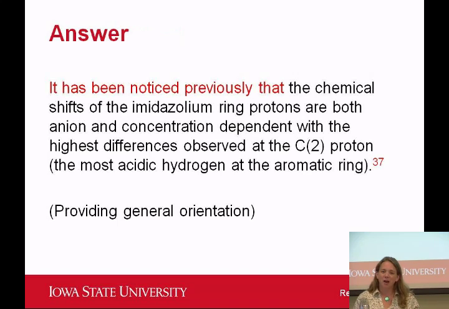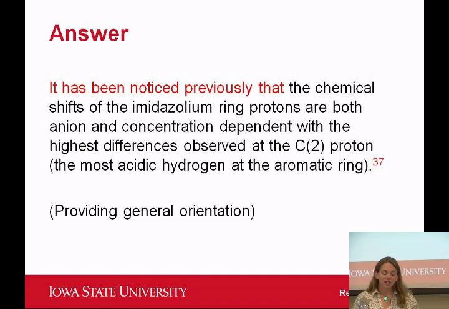And here we want to notice the very beginning where it says, it has been noticed previously. This is a reminder of what other people in other places have done. This is previous research. We can also see at the very end that there's a citation, number 37, in this particular citation style. So this previous research tells us that this is the step providing general orientation. This is the place in the results section where we might rely on previous research.